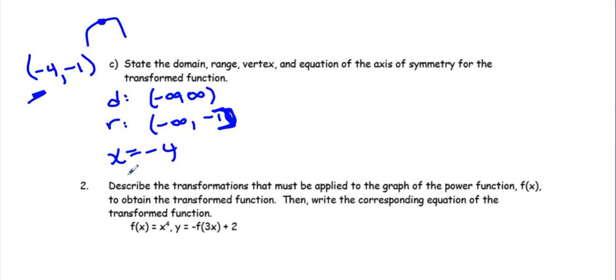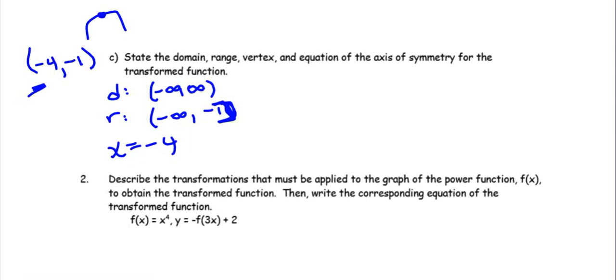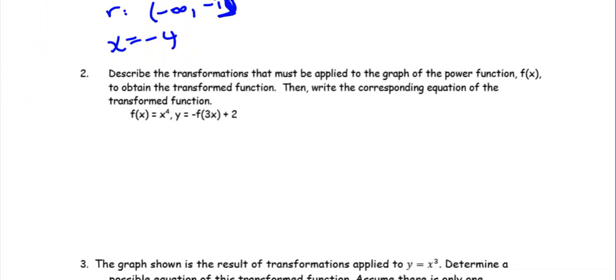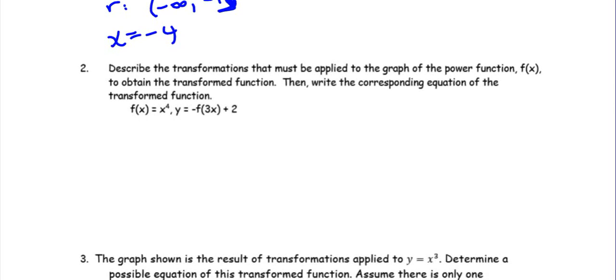Okay. Now it says, describe the transformations that must be applied to the power function y equals x to the 4th to obtain this transformed function. And the only reason I gave you this question was to just remind you that we can express transformations in 2 ways. We can give you the transformed function itself, and you can figure out what the base function was. In our previous case, that's what we did. In this case, what I'm doing is I'm telling you what the original base function was.